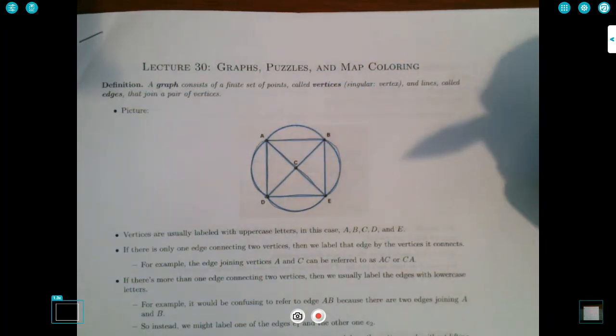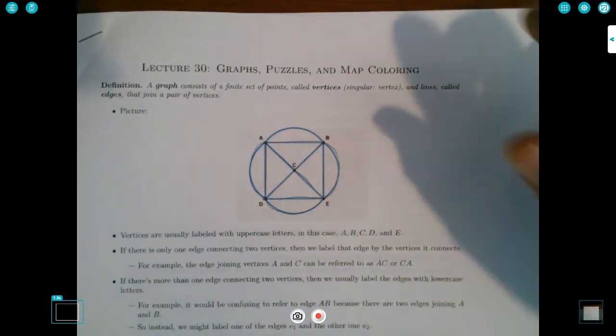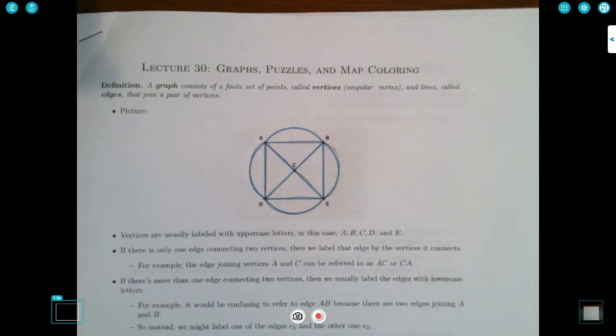Well, try again. Go ahead and give the video a pause and see if you can trace this graph. I'm going to move on though, so I'm going to go ahead and just move forward.